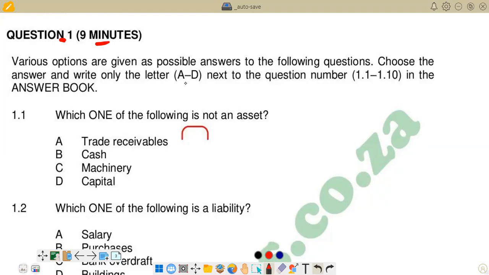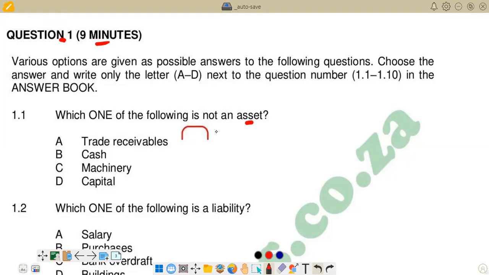On the first part, 1.1 reads, which one of the following is not an asset? Basically, here the keyword is an asset. The question wants something which is not an asset, but when we're looking at assets, we are looking at resources that are owned by a business. They can be subdivided into current assets and non-current assets, non-current assets being fixed assets.